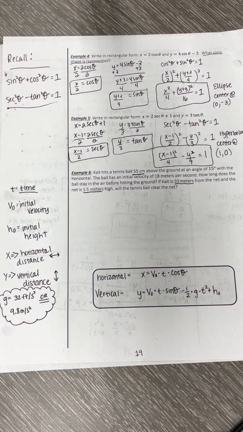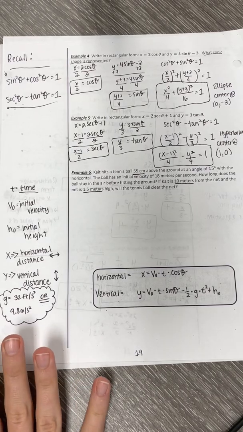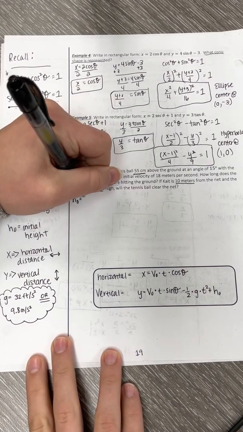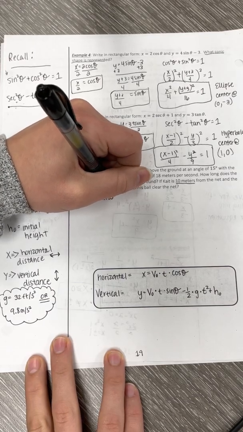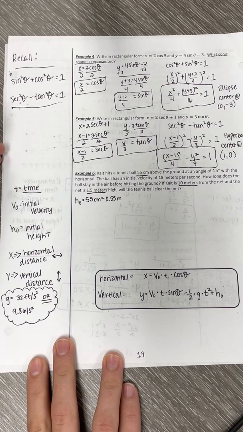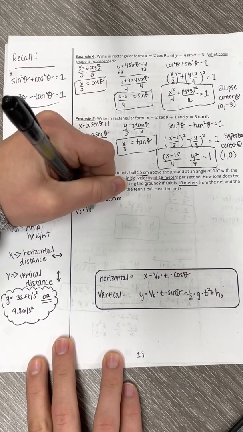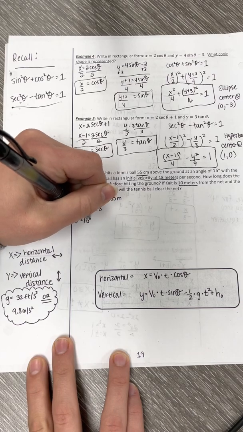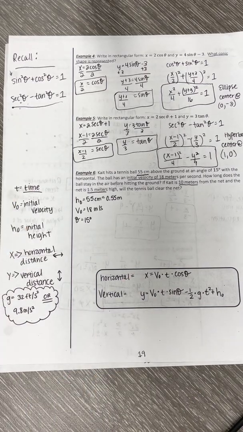Okay, so Kate hits a tennis ball 55 centimeters above the ground at an angle of 15 degrees with the horizontal. So our initial height, the h0, is going to be 55 centimeters, which we need to convert to meters. That's going to be 0.55 meters. The ball has an initial velocity of 18 meters per second. So we already have our v0 as well, 18 meters per second. And it is at an angle of 15 degrees. So right now, all I'm doing is reading the problem and writing down the information that they're giving us. That's pretty much everything they've given us.